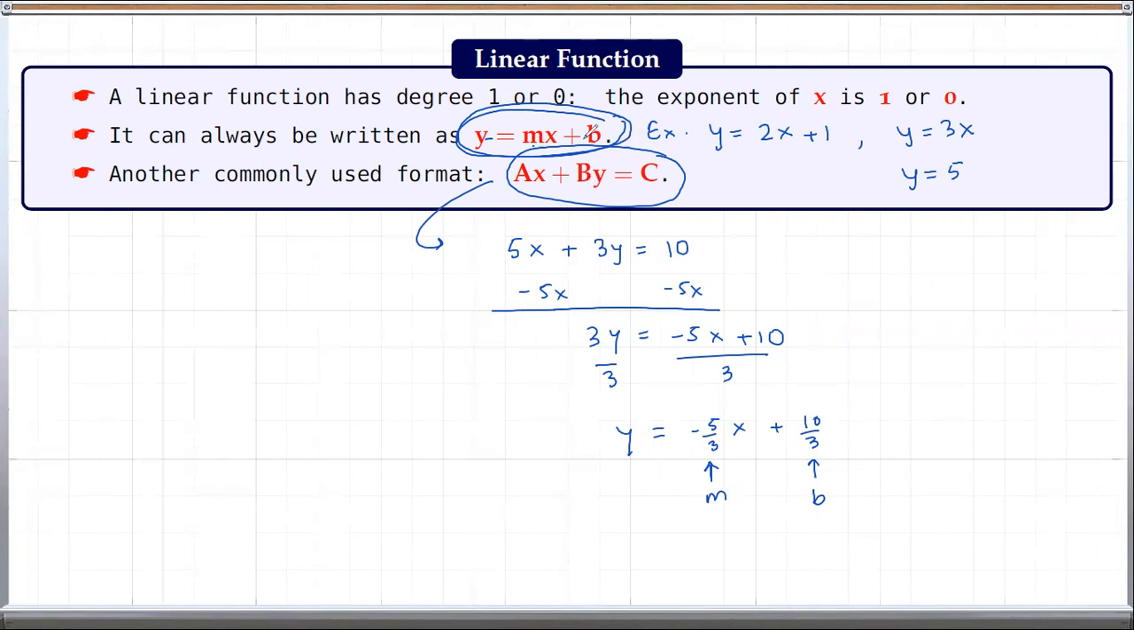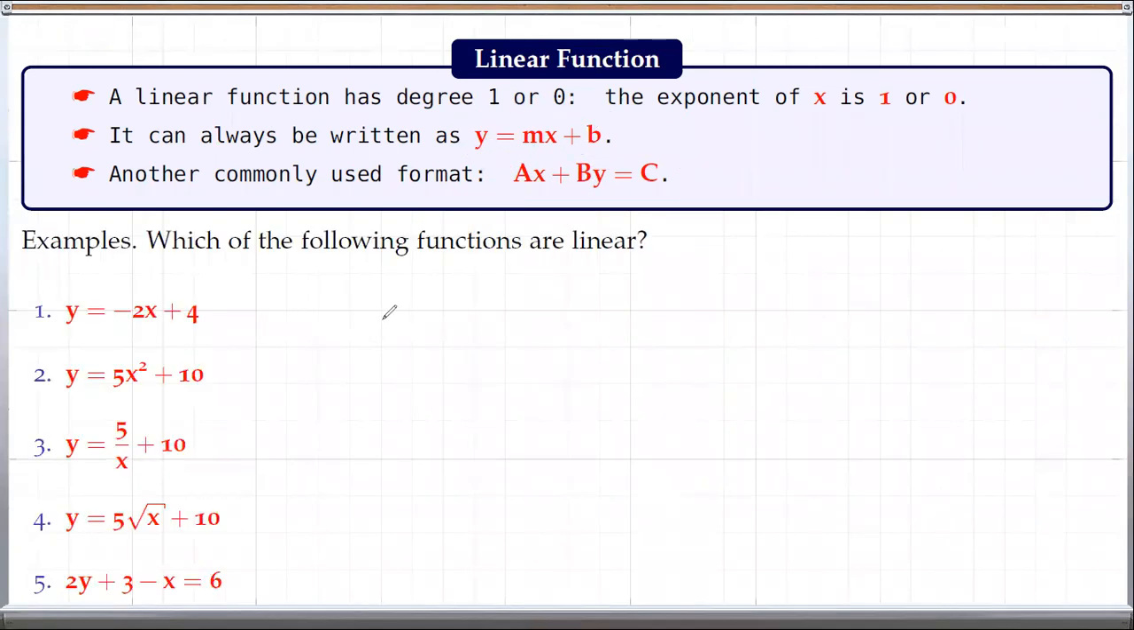Let's look at more examples. It says, which of the following functions are linear? For that, we need to check if the exponent of x is 1 or 0. In the first one, we have negative 2x plus 4. So we have x to the power 1. So this is definitely linear. In the second case, we have exponent of x as 2, which is not 1 or 0. So this is not linear.